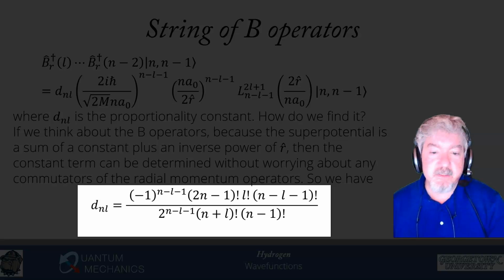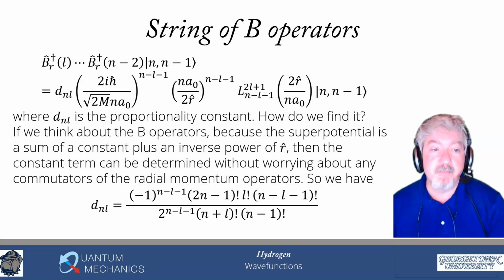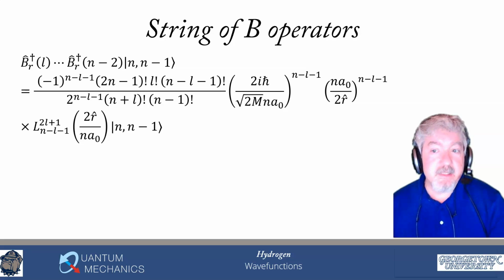So d n L is equal to this mess. I'm not going to read it out for you. It's simply just doing that quick step of algebra. But now we can plug that into our expression above and get what this string of b daggers are when they act on the state n comma n minus 1. All right, and this is what it gives. Again, not going to read it out for you. It's kind of complicated, but this is just a substitution in. There's nothing particularly fancy or complicated or subtle about what I'm doing. All right.